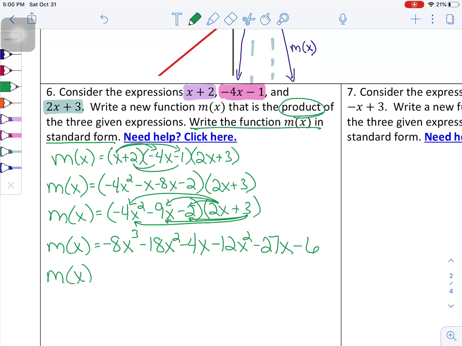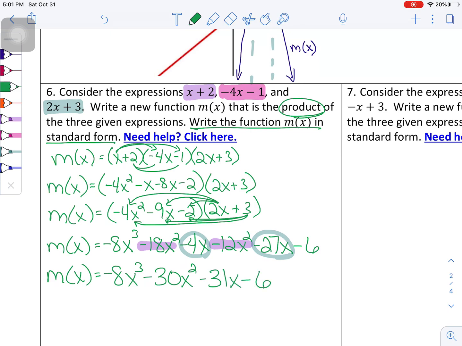The last step here is going to be to combine some like terms. So let's see what we've got here. Negative 18x squared and negative 12x squared are like, and negative 4x and negative 27x are like. So let's go ahead and combine those up. That's going to be negative 30x squared, negative 31x, and then minus 6 at the end.